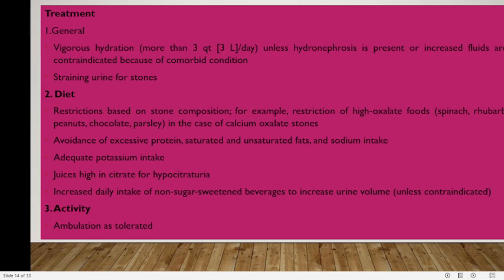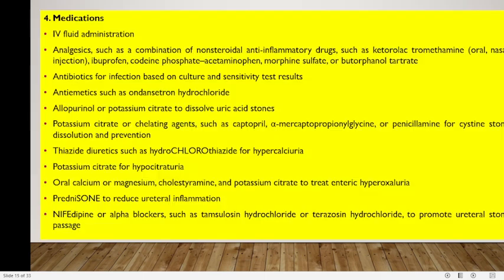What about activity? We're saying that ambulation is tolerated. Medication for calculi. We are saying that we need to have IV fluid administration. We need analgesics such as a combination of NSAIDs, oral, nasal, or injectable. Ibuprofen, codeine phosphate, acetaminophen, morphine sulfate are all included.